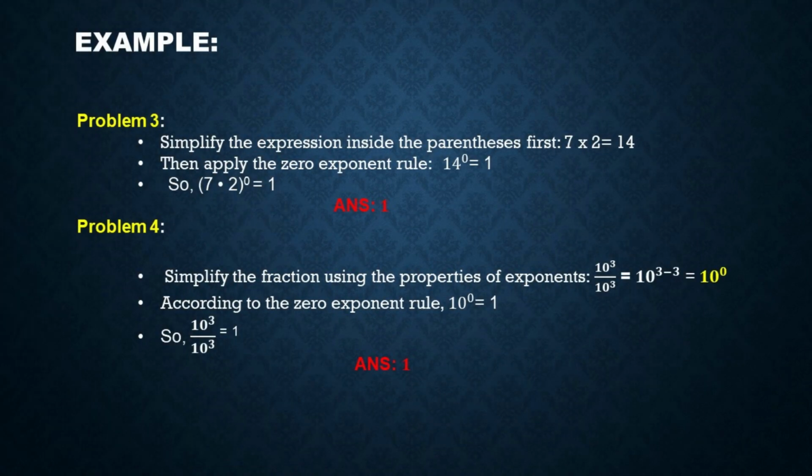In problem 3, simplify the expression inside the parentheses first. 7 multiplied by 2 is equal to 14. Then apply the zero exponent rule. 14 raised to 0 is equal to 1.